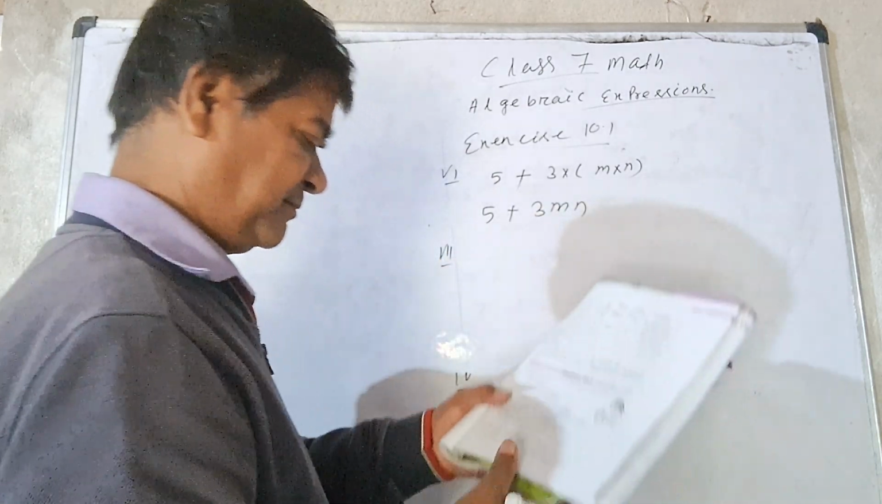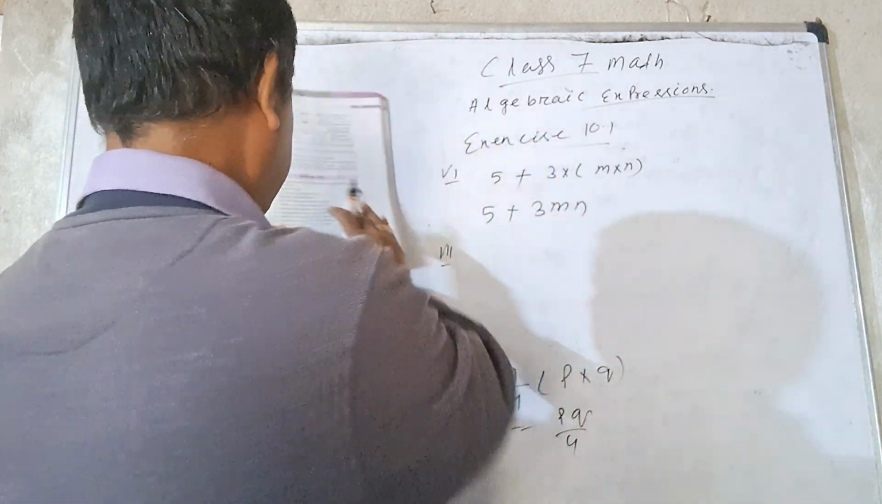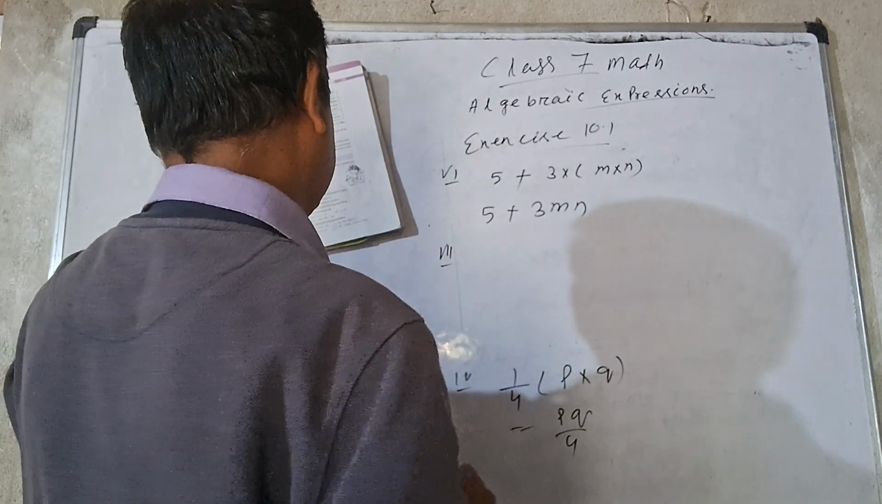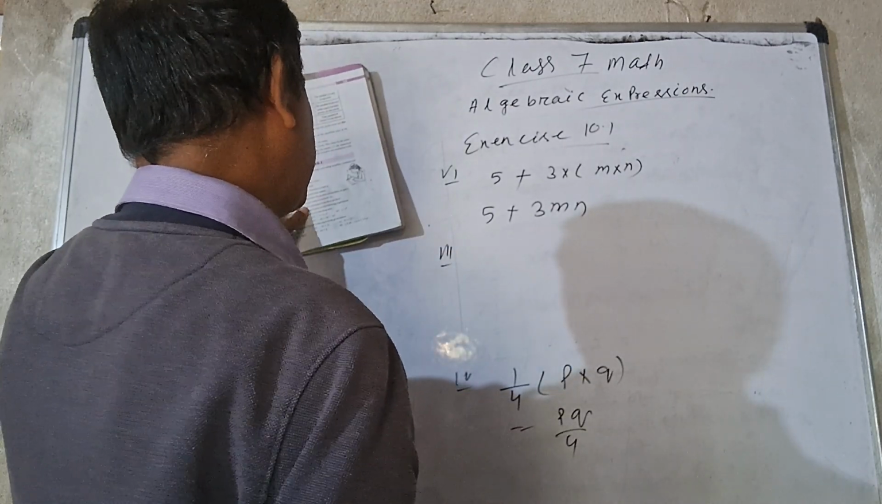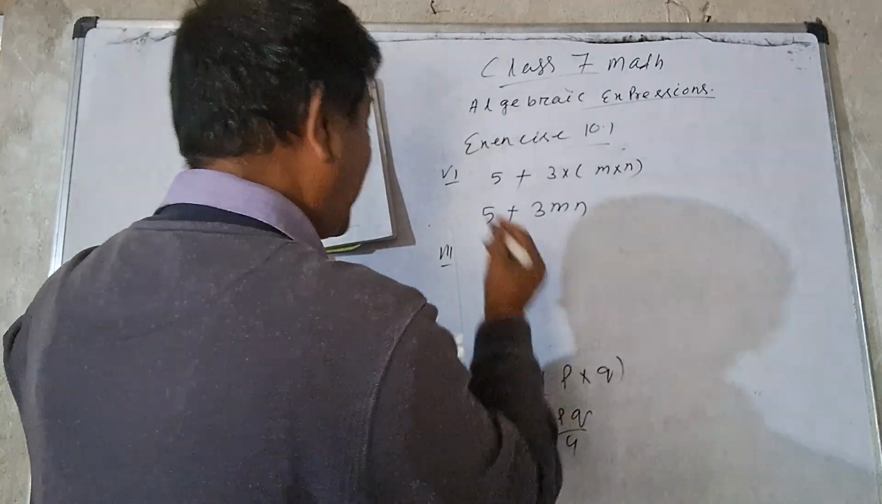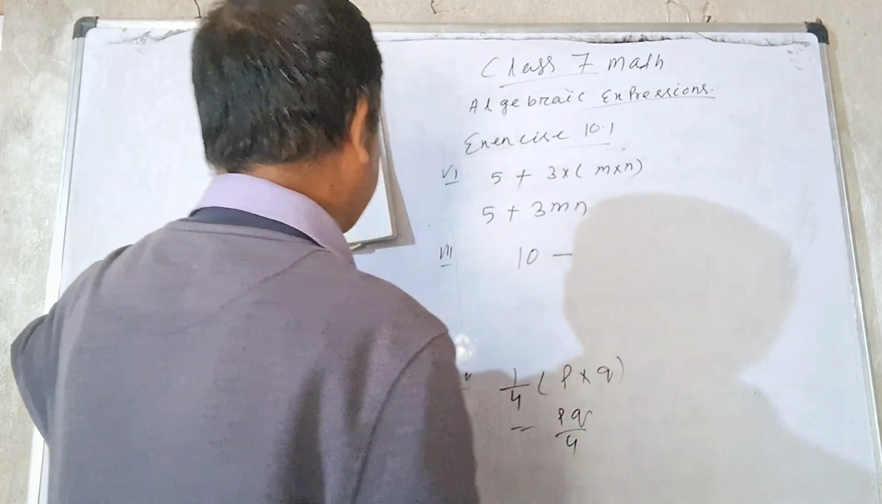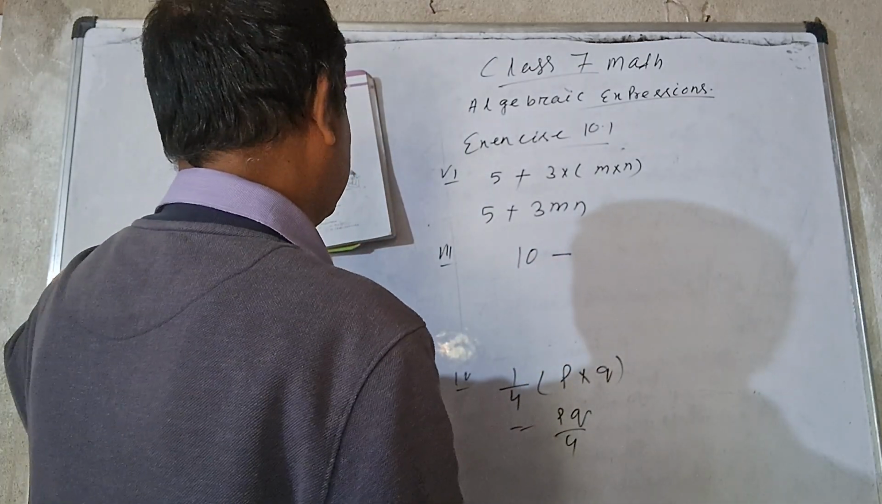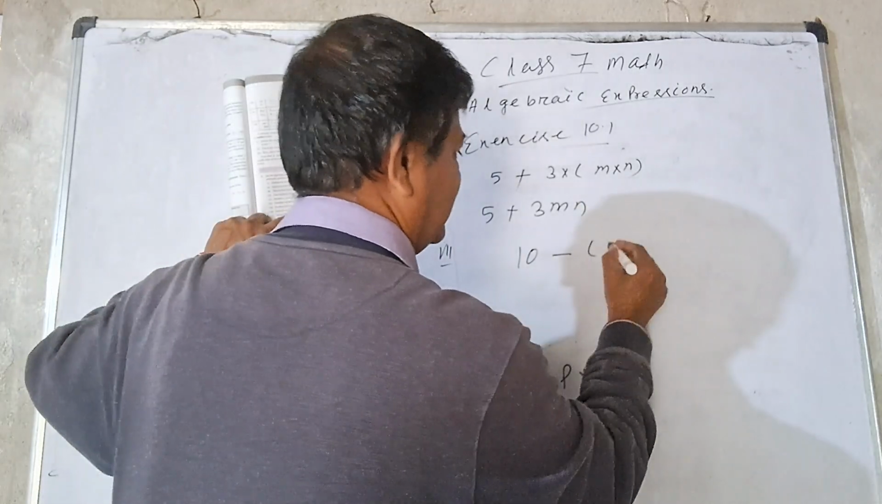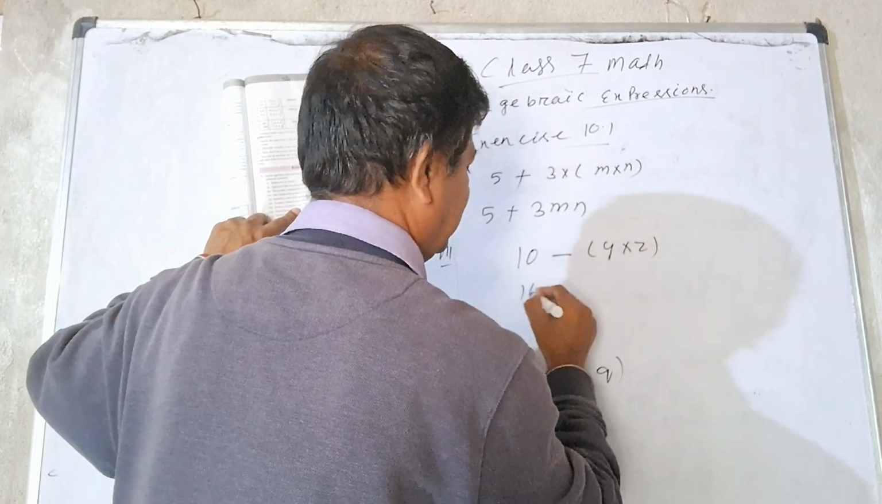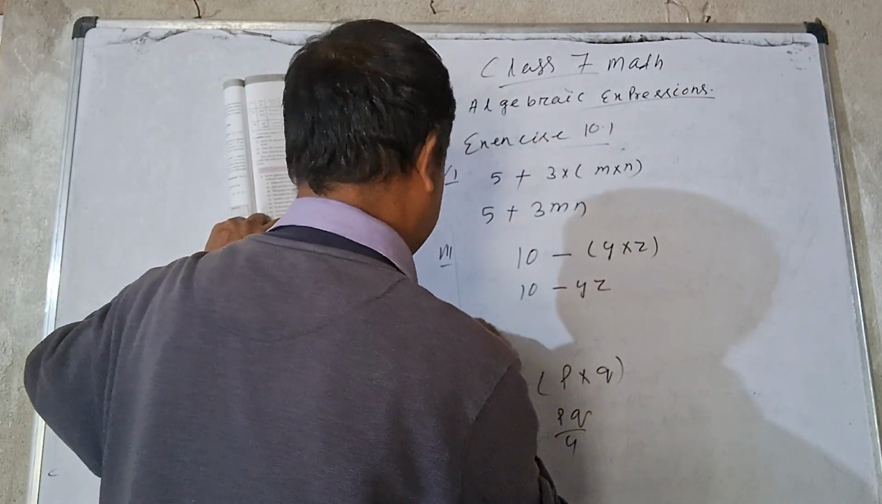Question vii is the product of a number y and z subtracted from 10. From 10 means the first term is 10. 10 minus the product of y and z. Y into z. That means 10 minus yz is your answer.